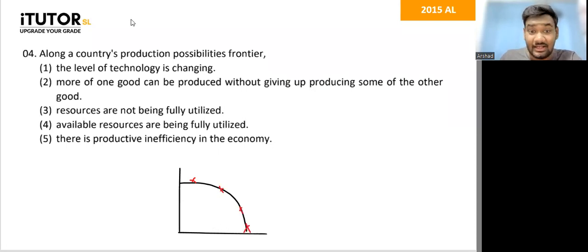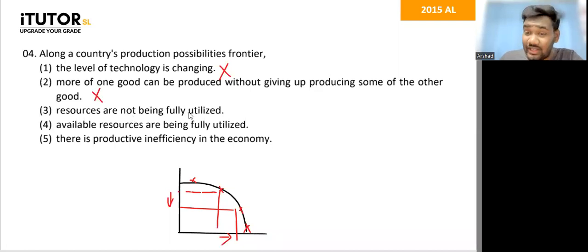What can you say? Technology is changing? No, right? Technology is held constant. When you draw a PPC, the technology is held constant. Technology is not changing. More of one good can be produced without giving up? No. Now, for example, let's say I'm producing at this point. I want to produce more of this good. So when I'm trying to produce more of this good, I have to give up some of this, no? So can I produce more of one good without giving up something else? Again, no.